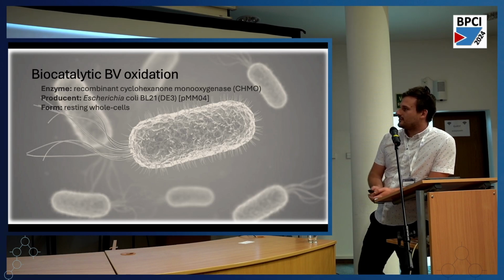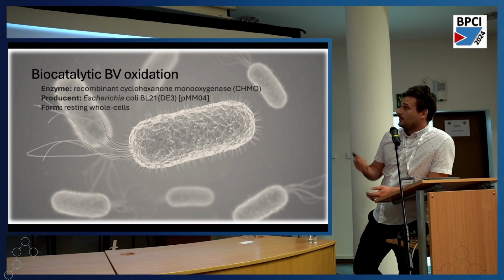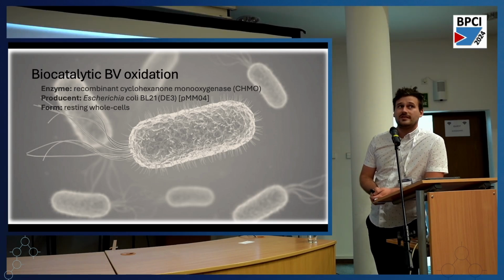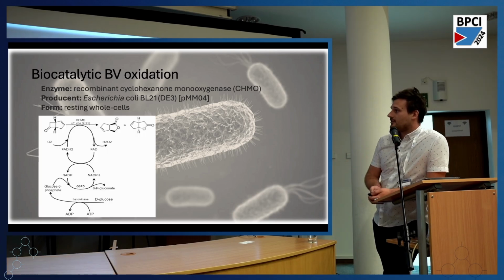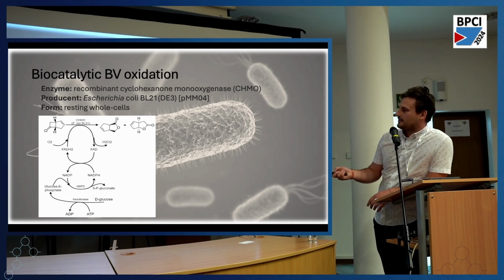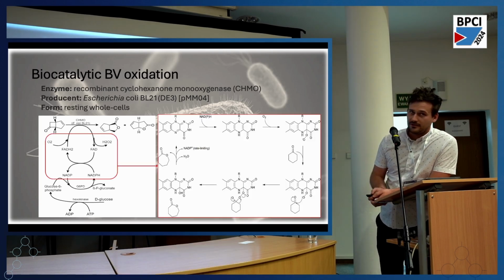So, in this lecture, I'm going to speak about a biocatalytic approach to BV oxidation, where as the biocatalyst, recombinant cyclohexanone monooxygenase was produced by Escherichia coli in the form of whole cells under non-growing conditions. The reaction scheme of the model reaction can be described as three substrates, involving two main enzymes, a coenzyme and a cofactor, where the oxidation takes place right here.